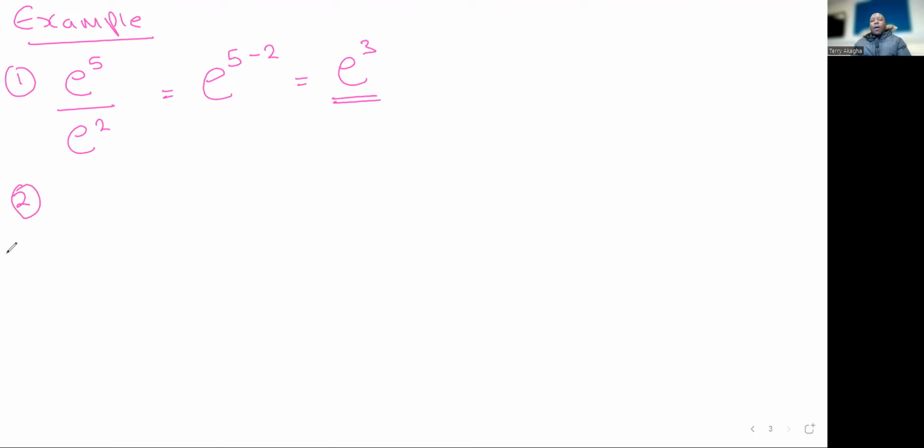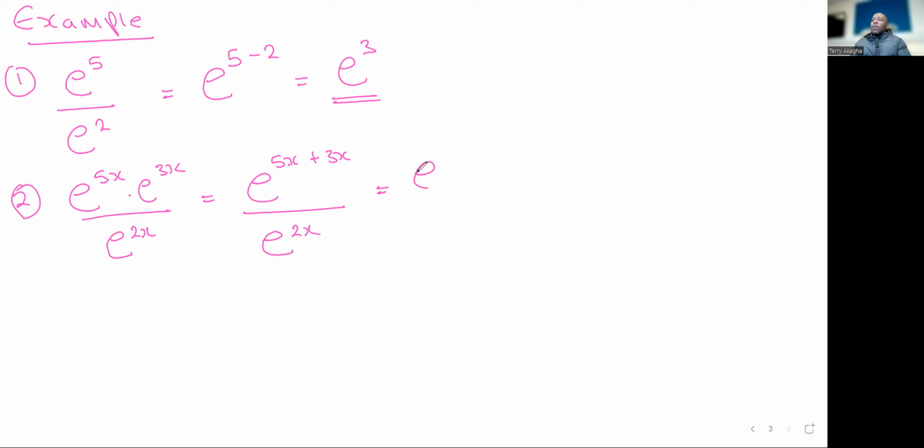Number 2, let's see if we can combine what we did in law 1 and law 2 together. So let's say we have e^(5x) multiplied by e^(3x), all divided by e^(2x). Now you can see from law 1, you're going to add these together because this is the product law, right? So the bases are the same, so it's going to give us e^(5x plus 3x) divided by e^(2x). And this is going to give us e^(8x) divided by e^(2x).